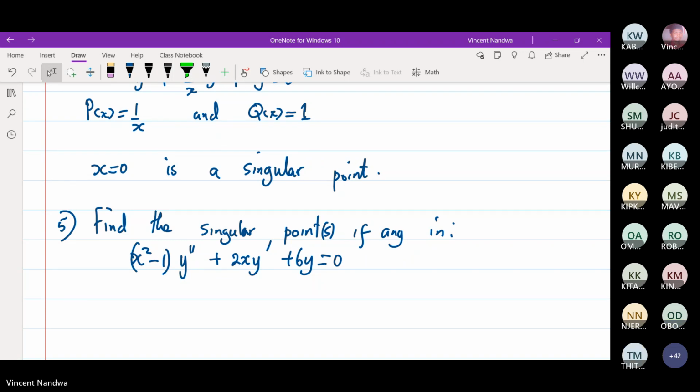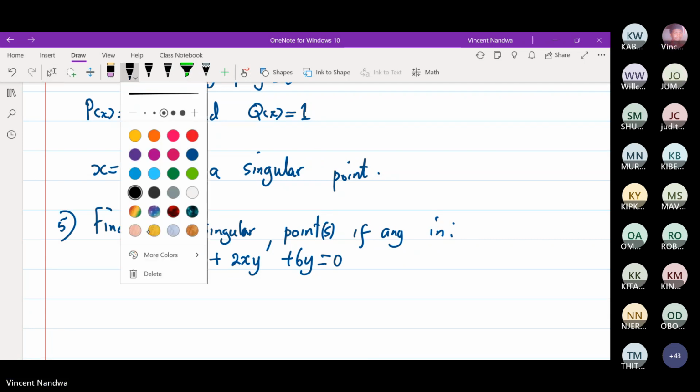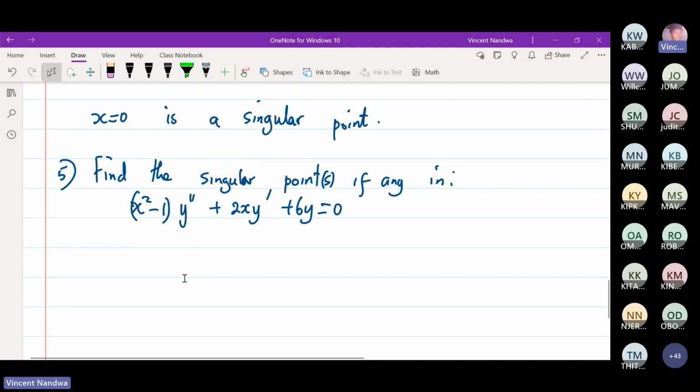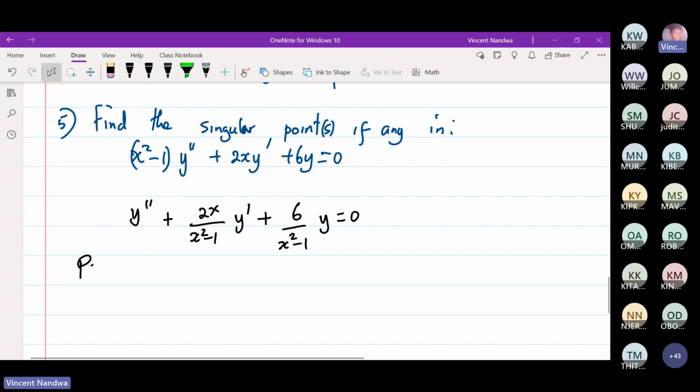x equals 1. Only 1? Minus 1 and 1. These are two answers, okay? Yes, they should be negative 1 and 1 because the first thing you do is divide through by this coefficient. So you have y double prime plus 2x over x squared minus 1 y prime plus 6 over x squared minus 1 y equals 0. So our p of x will be 2x over x squared minus 1, and our q of x is 6 over x squared minus 1.